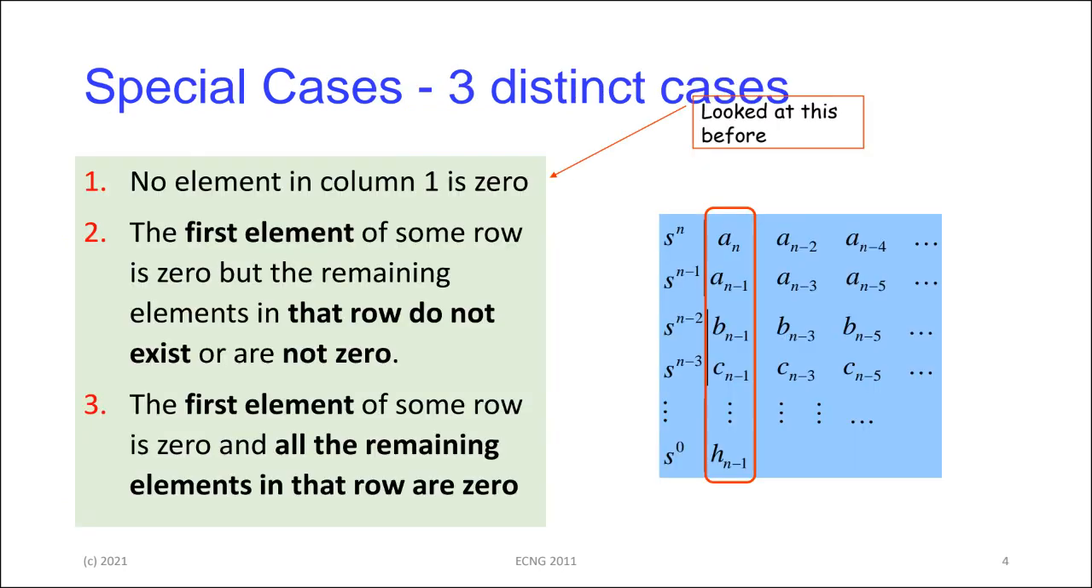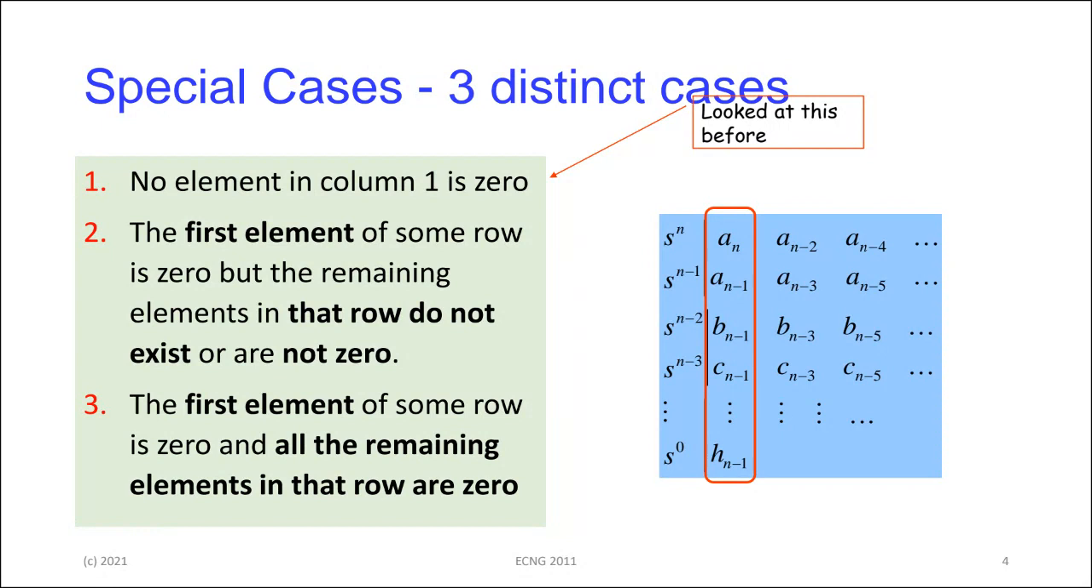So in all, the Routh-Hurwitz criteria handles three cases. The first is when no element in that column, the first column, the column of the constants, not the column with the S's, is 0. And that was what we did in the first part of the lecture. The second one is if the first element of some row is 0, but the remaining elements in that row either do not exist or are not 0.